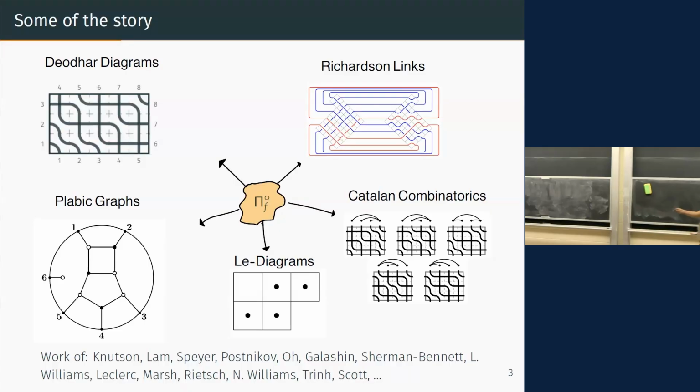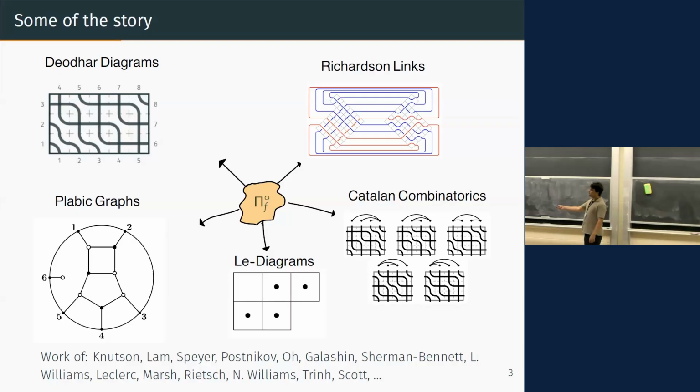We also have Richardson links. These are links associated to open positroid varieties, or in general to open Richardson varieties, which help us understand some cohomology of these open positroid varieties. So these invariants help us understand these varieties.